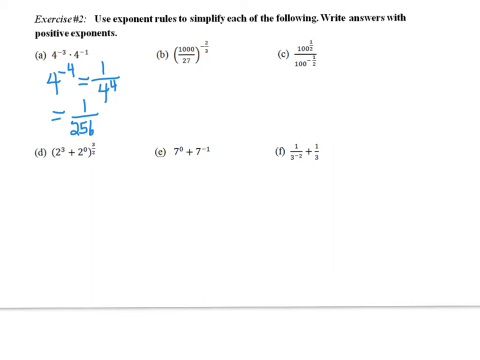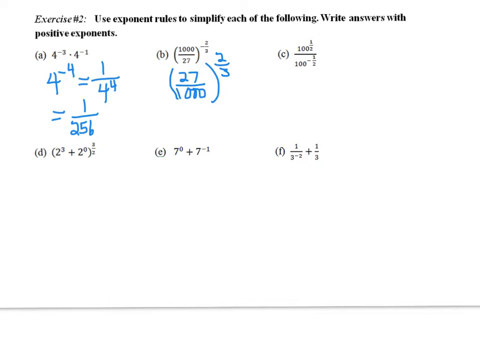Now in part B, I have a negative exponent. So one way to simplify this is to take the reciprocal of the base, and by taking the reciprocal of the base, I'm going to make that exponent positive. So I'm going to rewrite this instead of 1,000 over 27, this would be 27 over 1,000. And by doing the reciprocal of the base, I can then change my exponent to positive 2/3.